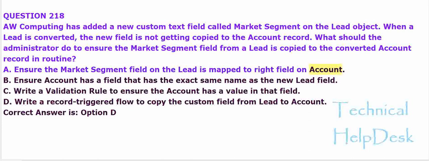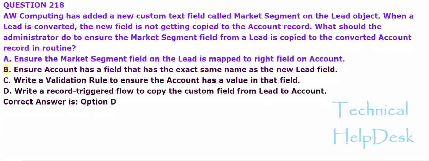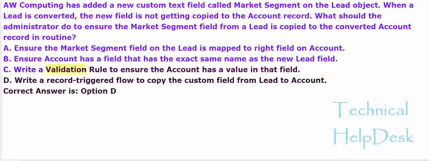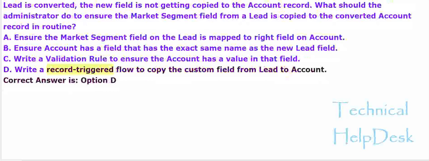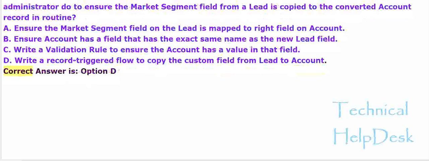B. Ensure account has a field that has the exact same name as the new lead field. C. Write a validation rule to ensure the account has a value in that field. D. Write a record-triggered flow to copy the custom field from lead to account. Correct answer is option D.